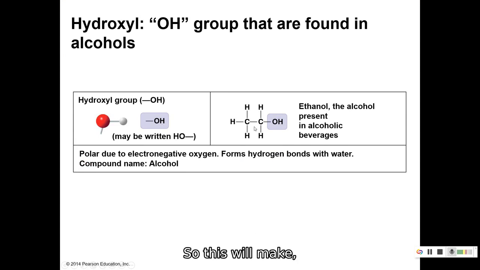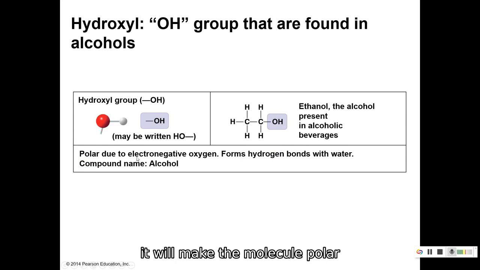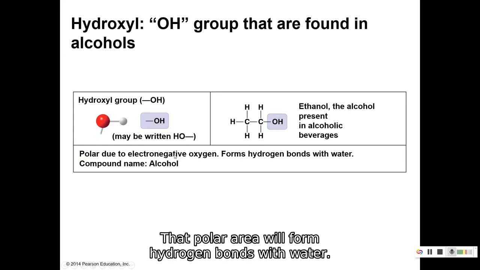It is going to be polar. When this functional group is added to a molecule, it will make the molecule polar because that oxygen is electronegative, and that polar area will form hydrogen bonds with water.